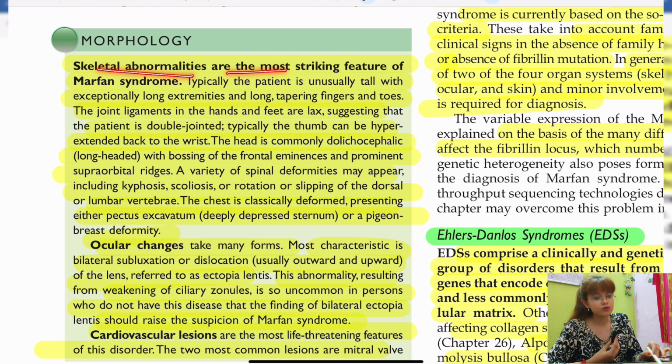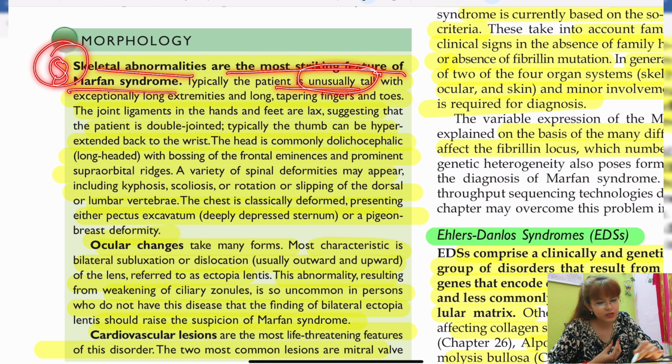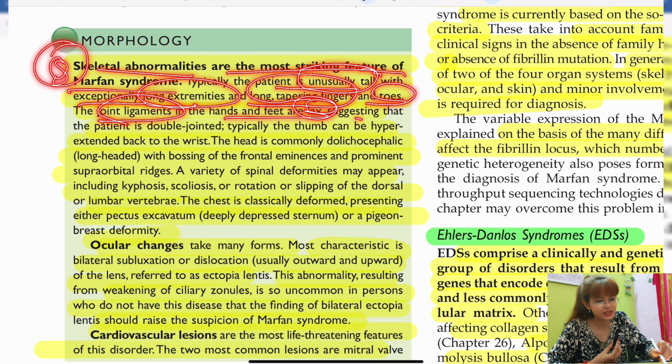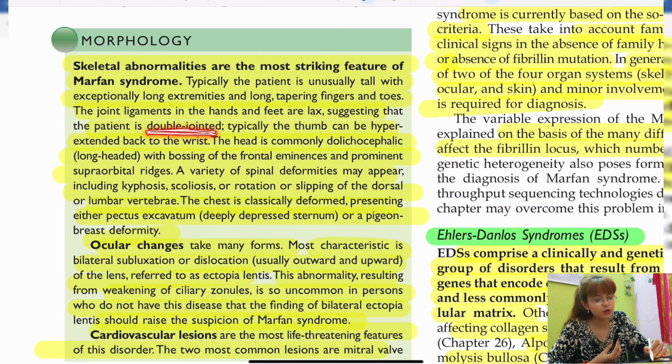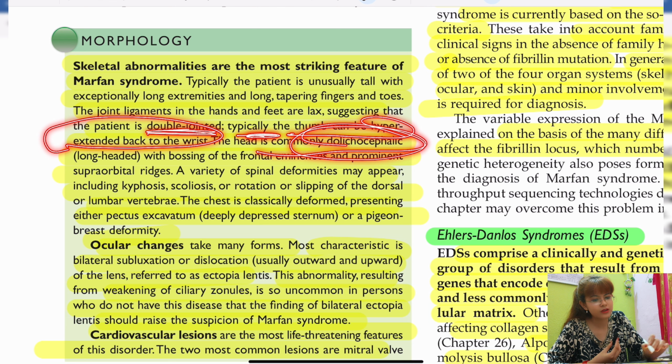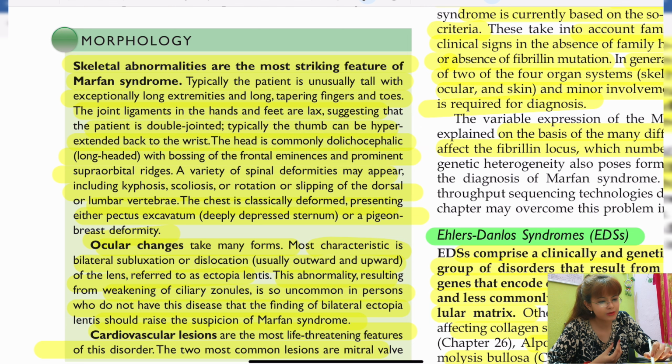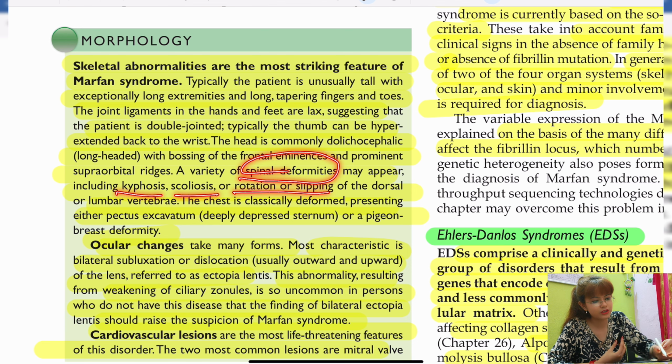Skeletal abnormalities are the most striking feature of Marfan syndrome. The patient is unusually tall with exceptionally long extremities and long tapering fingers and toes. The joint ligaments are lax, suggesting that the patient is double jointed. Typically, the thumb can be hyperextended back to the wrist. The head is dolichocephalic with bossing of the frontal eminence and prominent supraorbital ridge. Spinal deformities are there, like kyphosis, scoliosis, rotation, or slipping of the dorsal or lumbar vertebra.